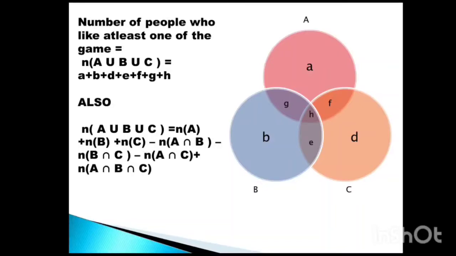Also there is a formula for the union of three sets. The formula is: number of elements in A union B union C is equal to number of elements in A plus number of elements in B plus number of elements in C minus number of elements in A intersection B minus number of elements in B intersection C minus number of elements in A intersection C plus number of elements in A intersection B intersection C.